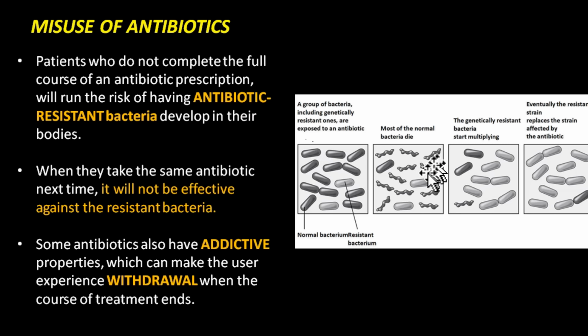So most of the normal bacteria are going to die. But the resistant bacteria, these are the lighter colored ones in this diagram, these are going to start multiplying because they're not taking the antibiotic anymore. And these antibiotic resistant pathogens are going to keep multiplying. And as a result, now the disease is going to come back worse than before. The same antibiotic is not going to be as effective. And remember, some antibiotics have addictive properties, which can make the user experience withdrawal when the course of treatment ends.